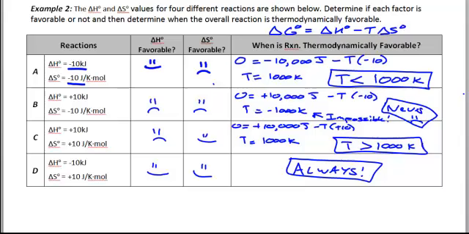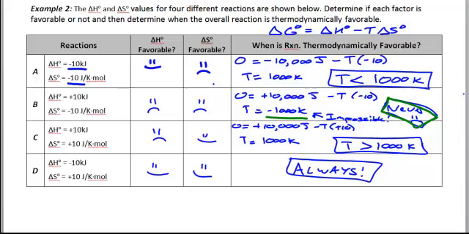Okay, looking back at our results here, we saw that part B will never be spontaneous, because if you try to find a temperature, you get a temperature of negative 1,000 Kelvin. As you know, you cannot go below 0. That's absolute 0. And so this reaction will always be non-spontaneous. It will not be thermodynamically favorable.